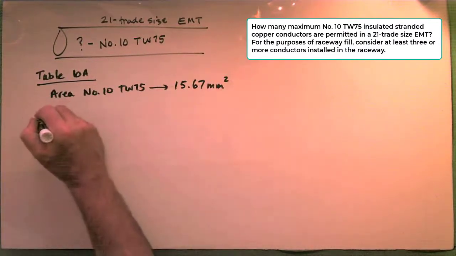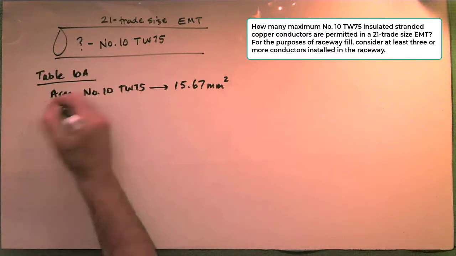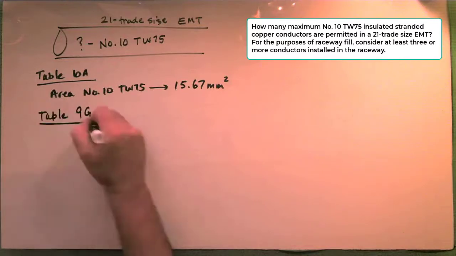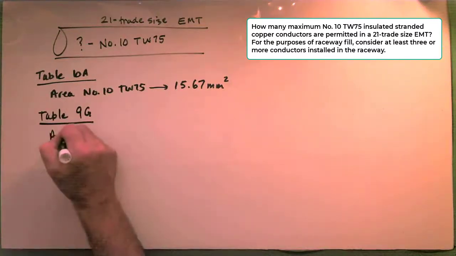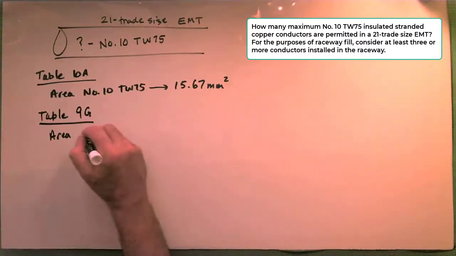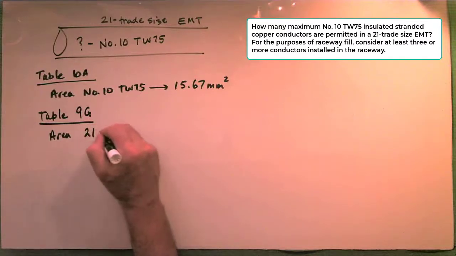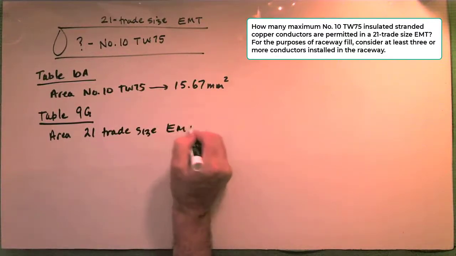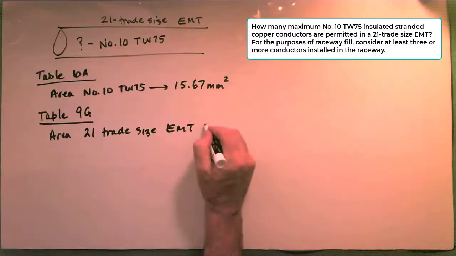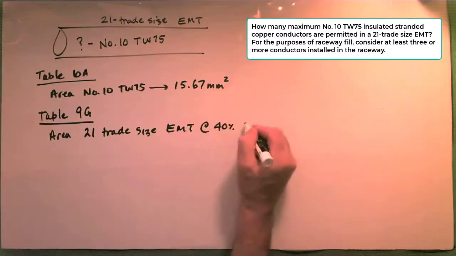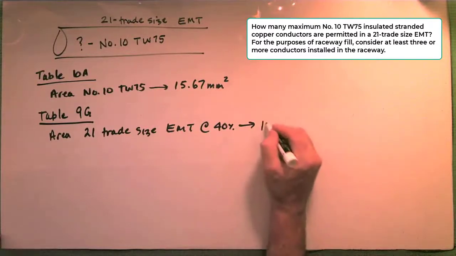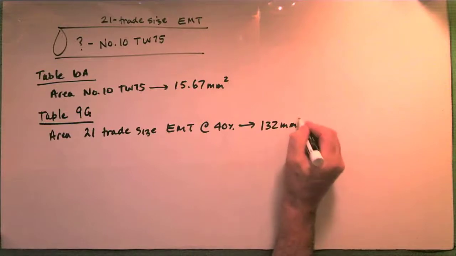All right, and then the next thing I would do is I would go to table 9G, and I'd have to get the area of a 21 trade size EMT, the area at 40%. At, yes, at 40%. 132 millimeters squared. Okay.